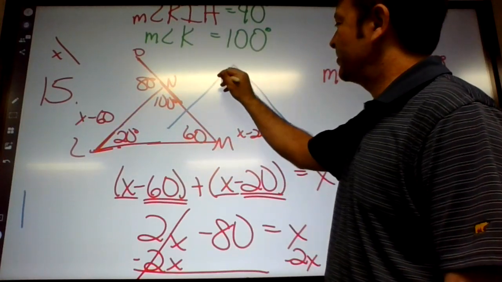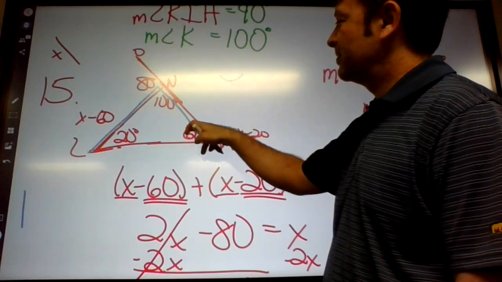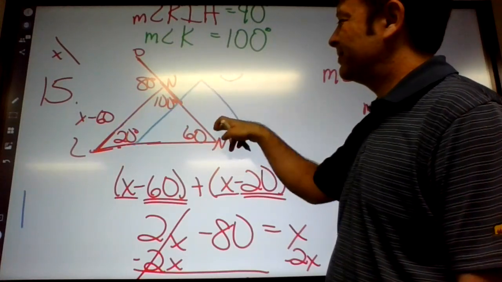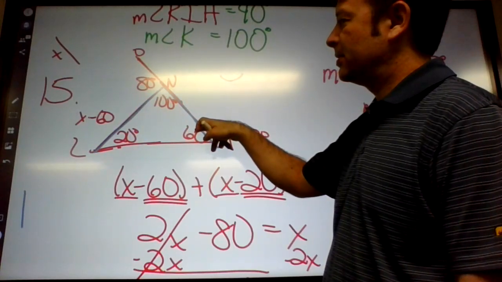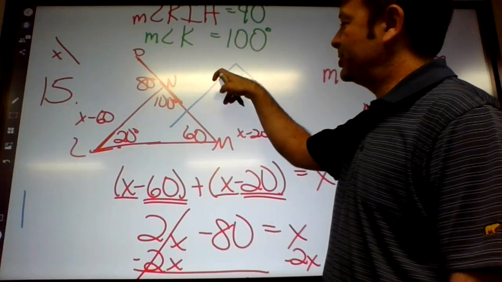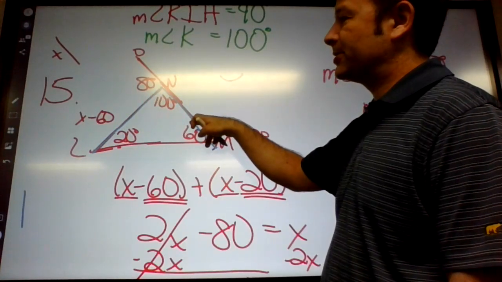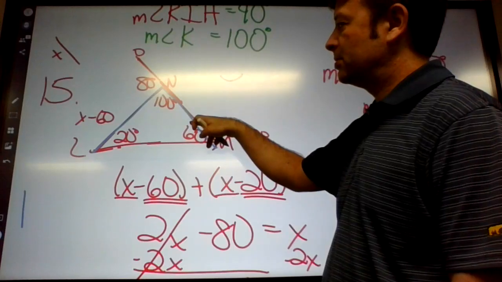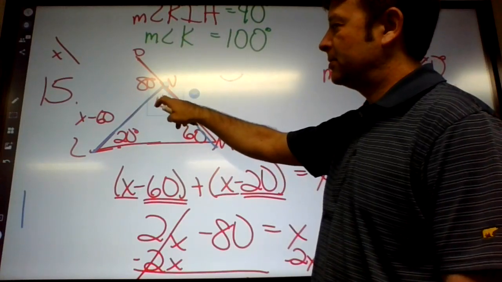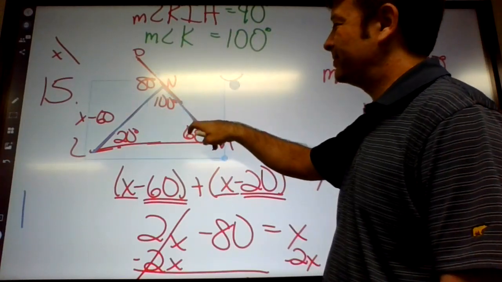See it? The angle right here is what? Okay, the angle is between the two sides. Here are the two sides. So what's that angle in this picture? 100. See it?